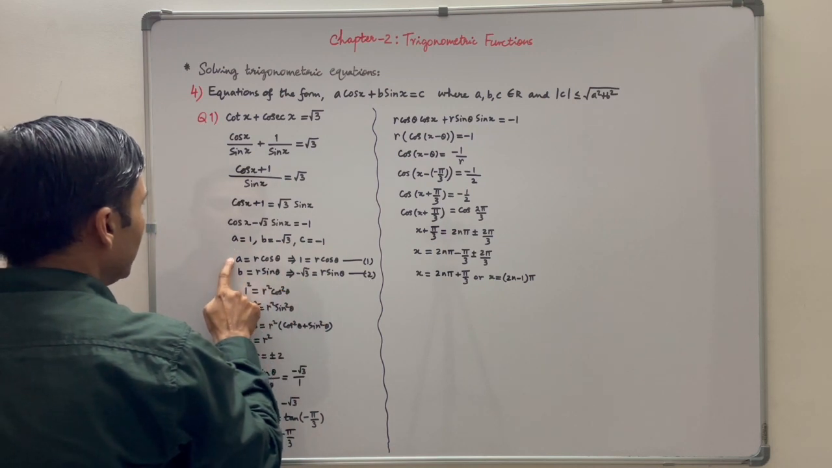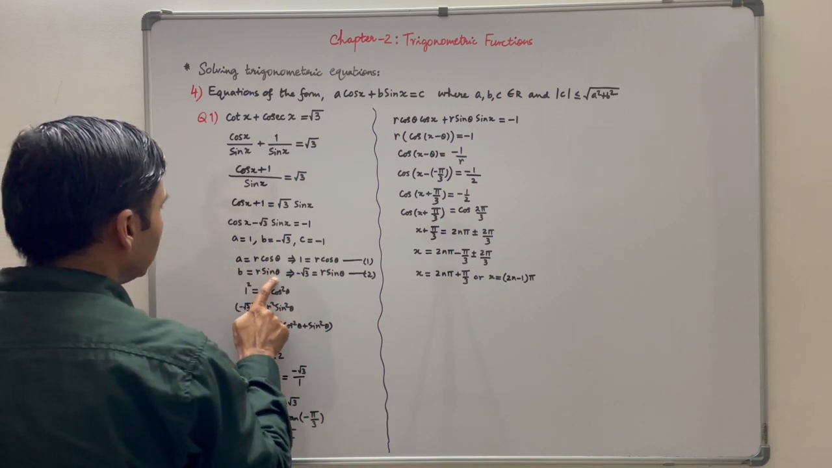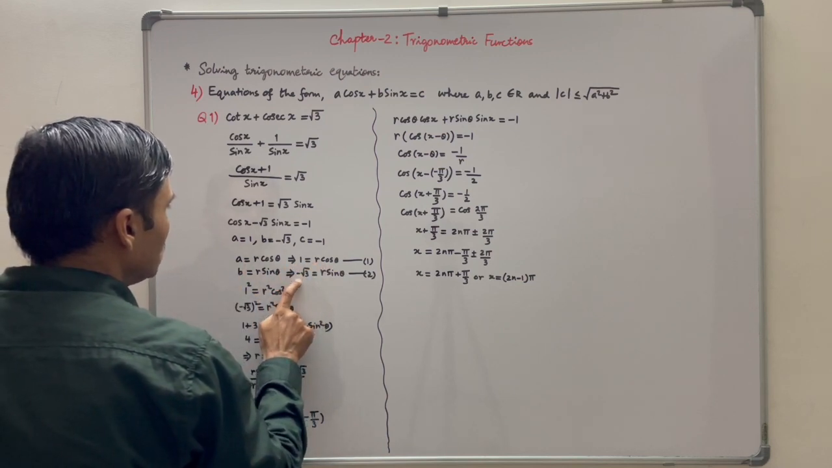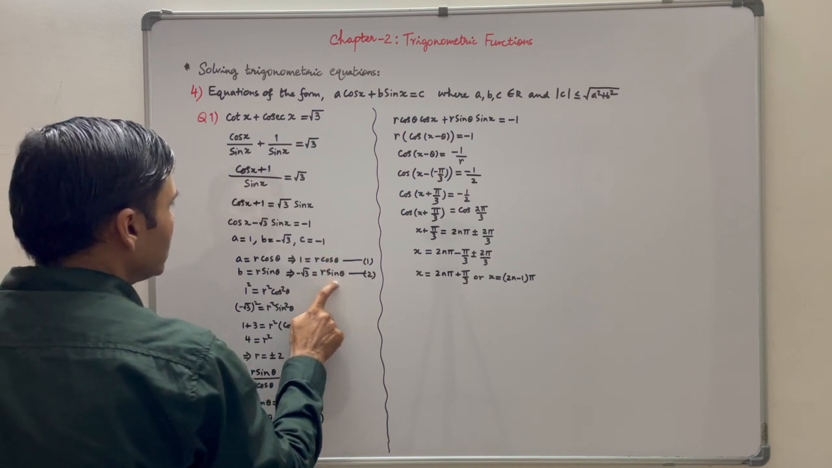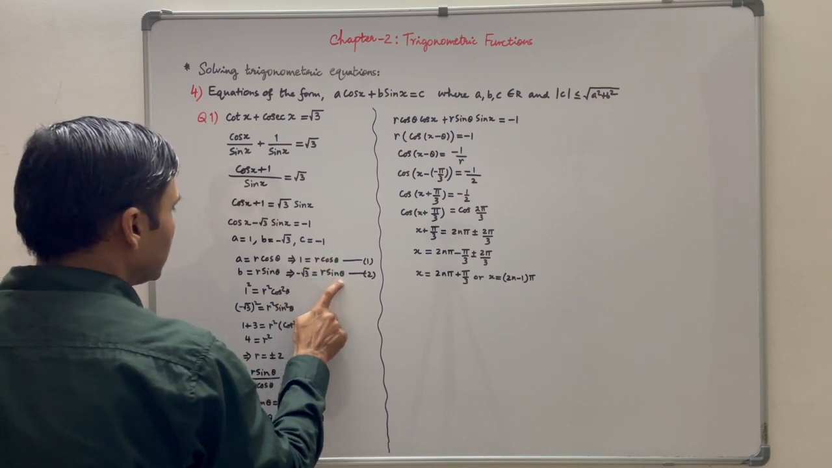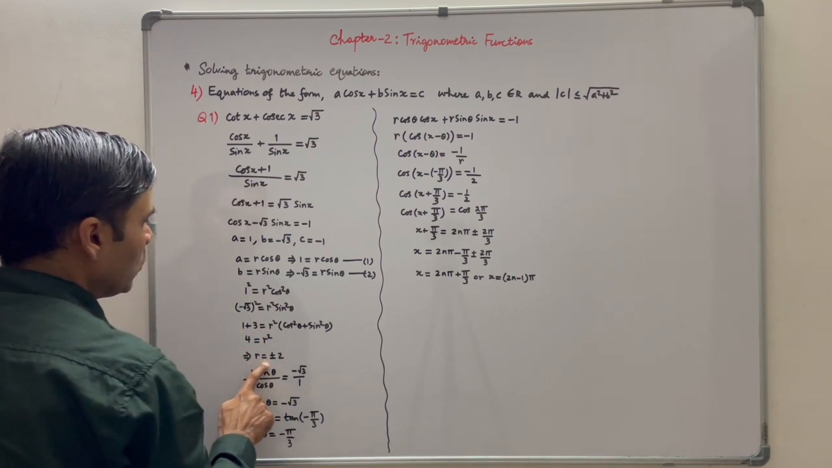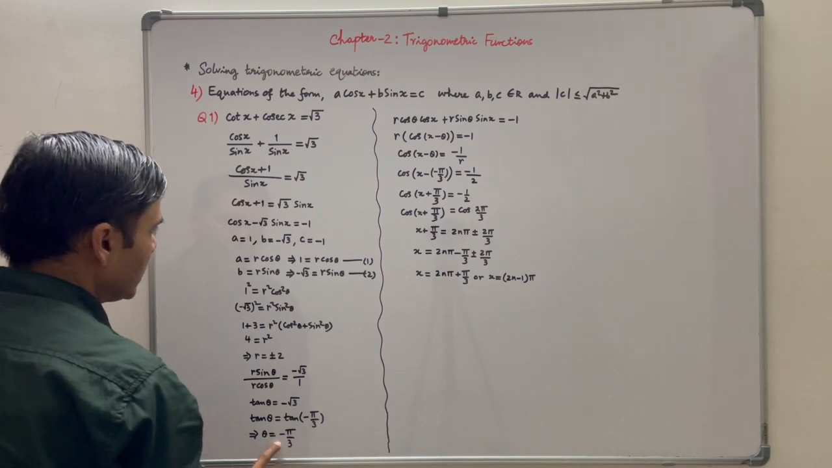In place of a, write r cos theta, and in place of b, write r sin theta. So 1 is equal to r cos theta and minus root 3 is equal to r sin theta. From these two equations, we can figure out r and theta. So r comes out to be plus minus 2. We will take only positive value, and theta is equal to minus pi by 3.